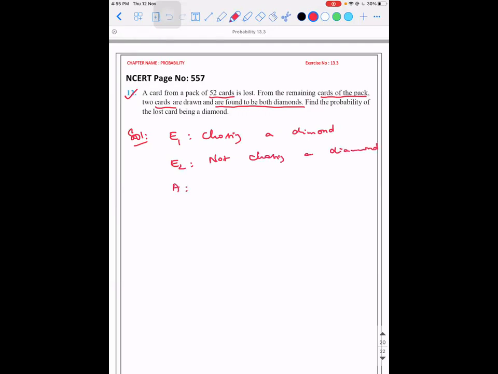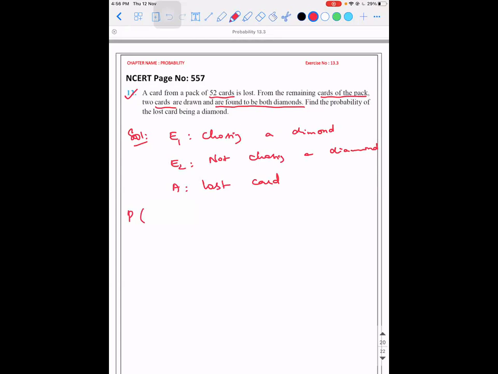Then what will event A be? Last card is a diamond. So event A will only be lost card. Okay, so what are they asking? What is the probability that the lost card is also a diamond?